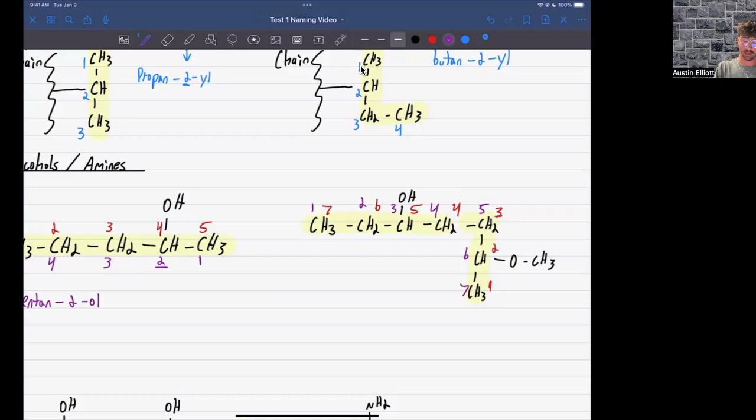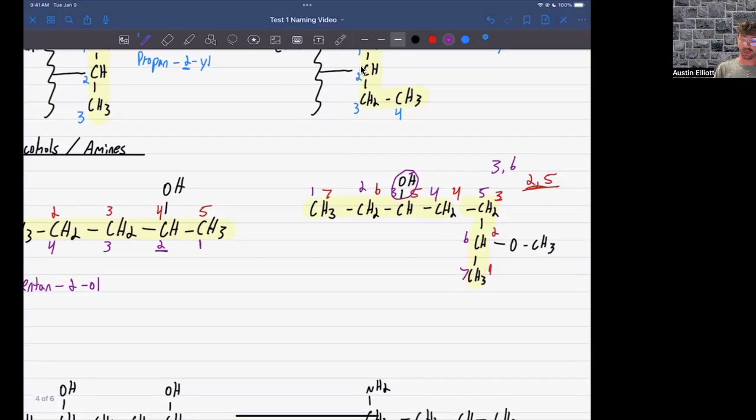Okay, so we have purple numbering being a 3, 6, and the red numbering being a 2, 5. So starting off, looking at it, the red numbering looks really good. That 2, 5, the 2 is better than the 3, and so is the 5. But you have an alcohol group, and the alcohol is going to take priority. So with this, we're going to make our methoxy group over here a branch.